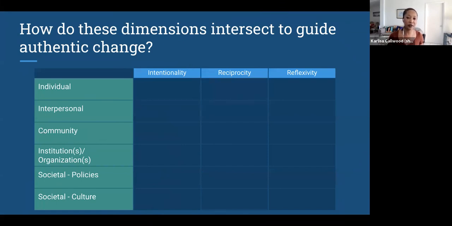So now, we'll ask you to think about how do the three key traits of inclusive SciComm intersect with the six spheres of influence to guide authentic change? Our team has worked on creating an initial matrix, but now we would like to work with you to further develop how we can flesh this tool out. And I'll turn it over to Marissa, who will talk us through our third breakout.